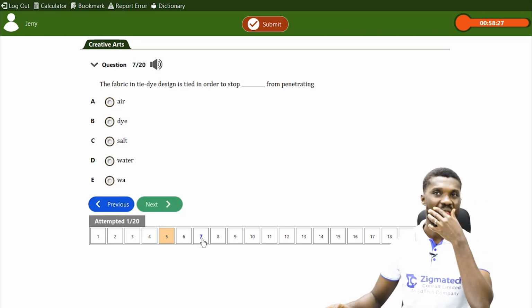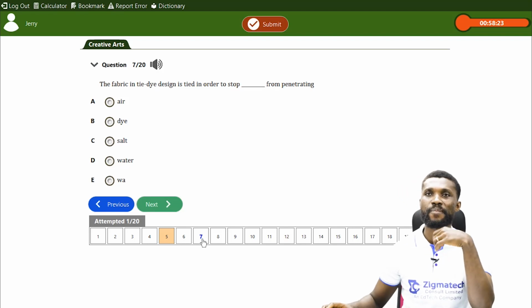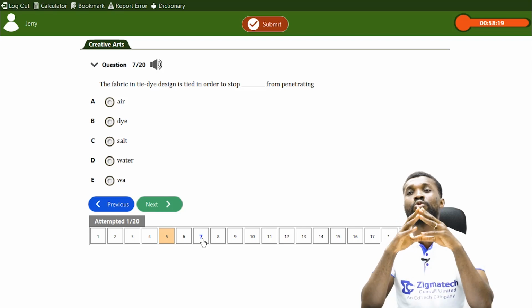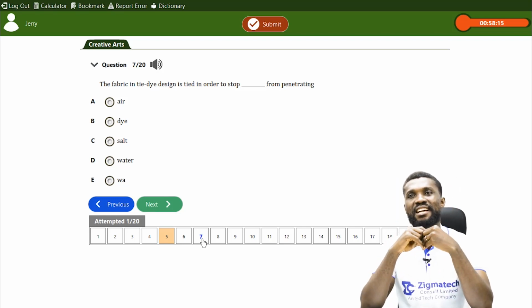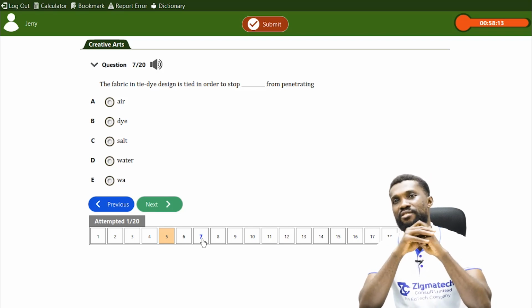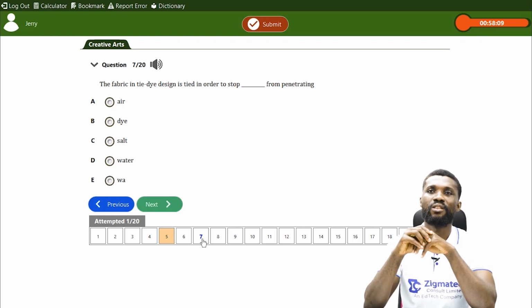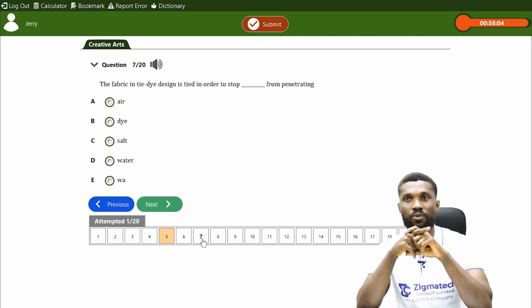Then finally, let's try the final question in this section before we call it a day. The fabric in tie and dye design is tied in order to stop what from penetrating? A, air. B, dye. C, salt. D, water. And E, wax. That, I guess again, should be wax.